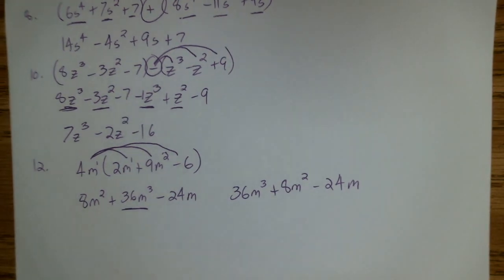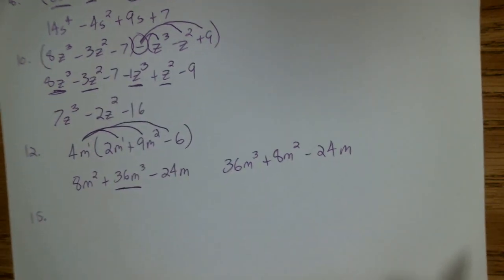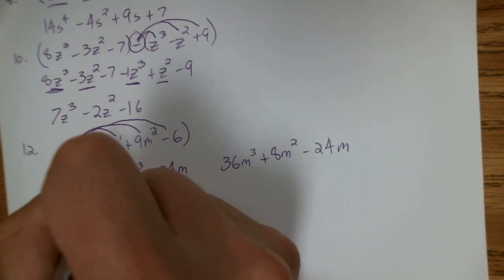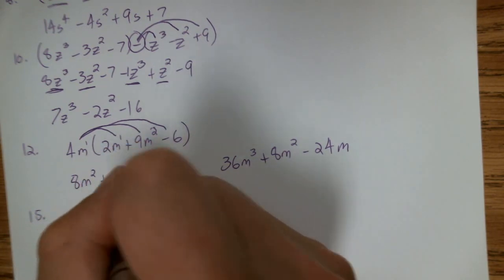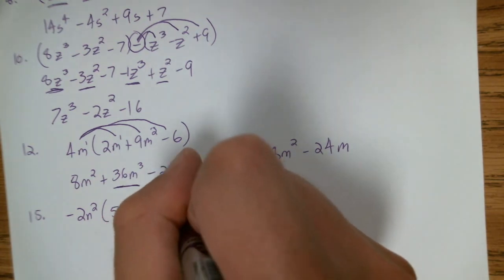Okay, let's move along here. The next one is number 15. We've got negative 2n squared times the quantity 5n minus 9, plus 4n squared.